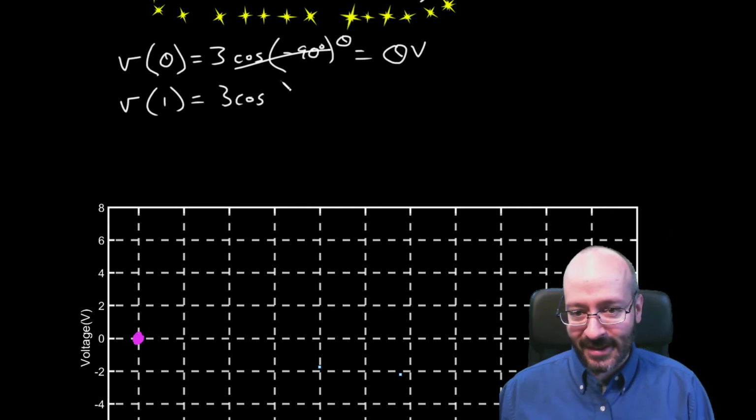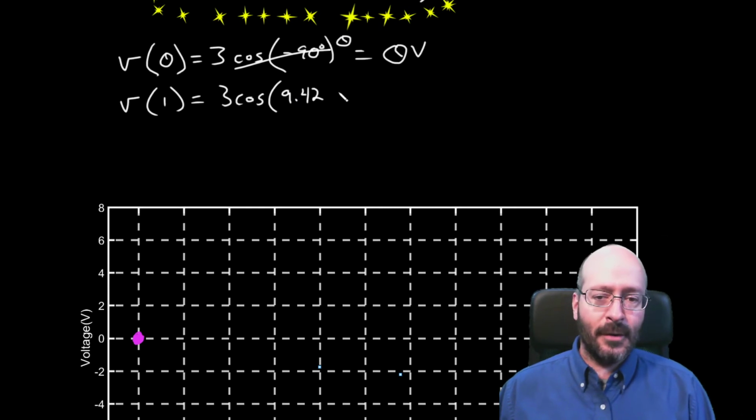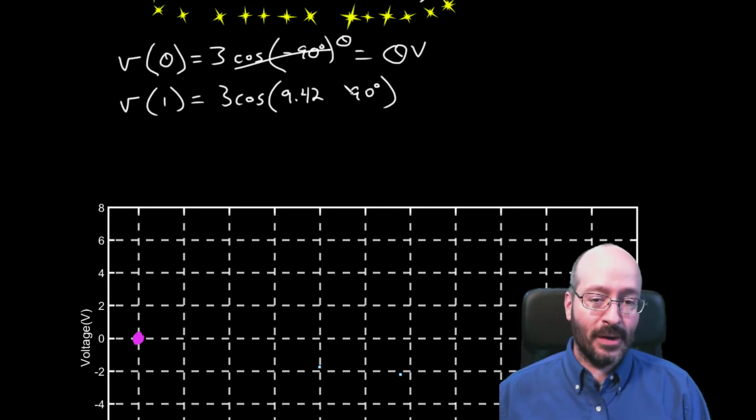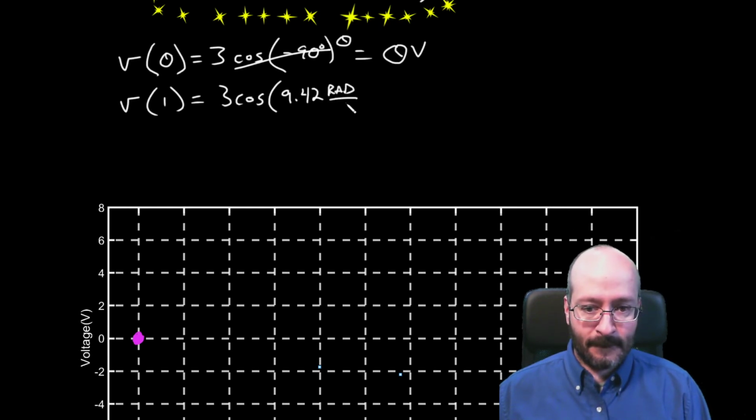3 cosine 9.42 minus 90 degrees. Oh, well, okay, so here's a little bit of a problem. 9.42 is in radians per second. Right? We multiply it by 1 second, times 1 second. Those seconds are going to drop off, and it's left in radians. And then we have this in degrees over here.